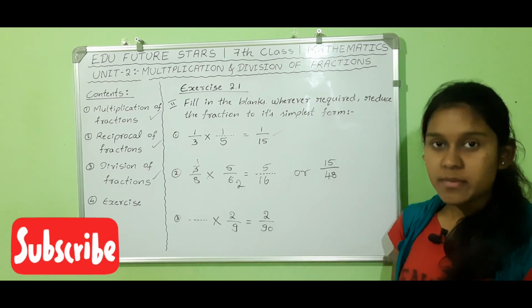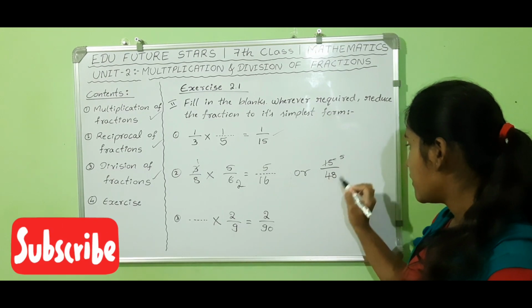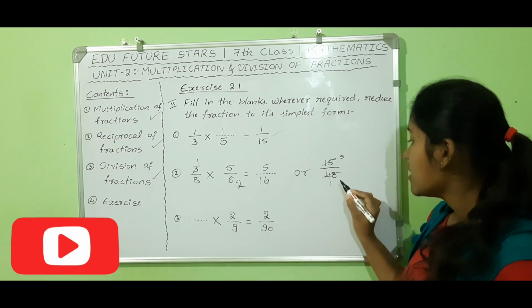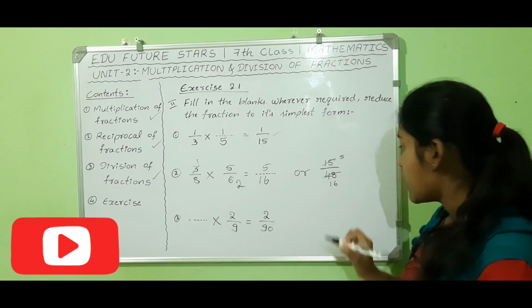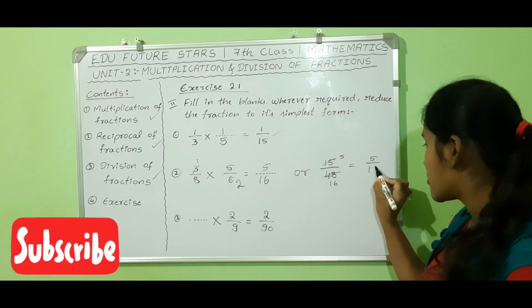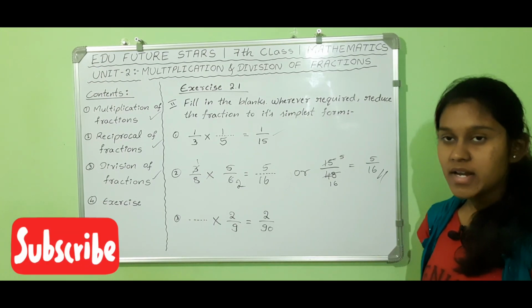Now see these two numbers. These two numbers can be divided by what? 3, right? 3 fives are 15, 3 ones are 3, remaining is 18, and 3 sixes are 18. So what is the remaining answer? 5 by 16. Getting it? So this is our result, right?